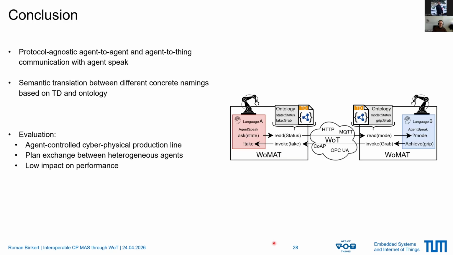So much about our idea of how to use the Web of Things, and especially the thing description, to allow agents to translate between different concrete or internal namings based on ontologies, while still allowing them to use their internal naming schema.